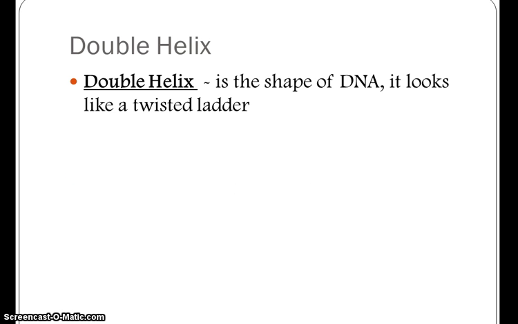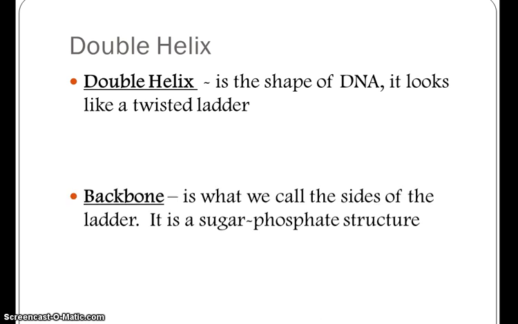First, we need to know a little bit about the DNA itself to know how to replicate it. So the shape of the DNA is called a double helix. It looks like a twisted ladder. So that is the word for the shape of DNA, and something's going to have to happen to that twisted ladder before we can replicate it, before we can make a copy.